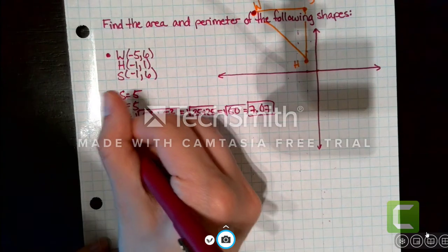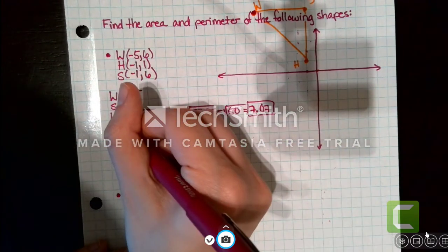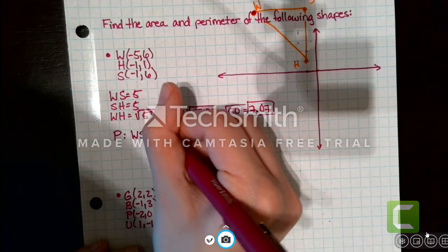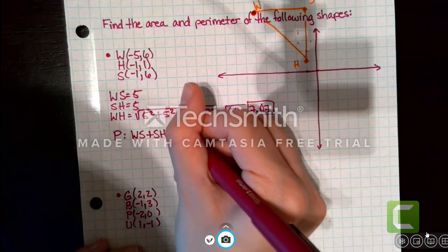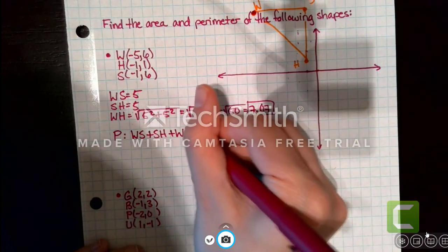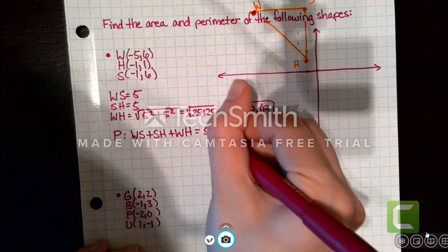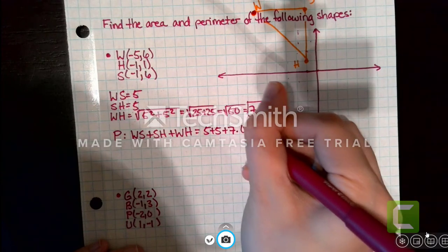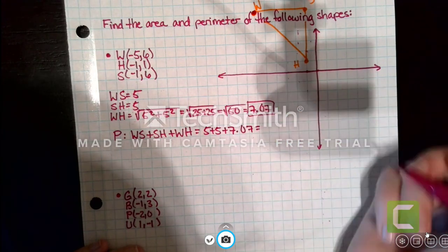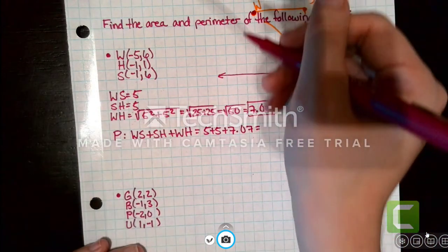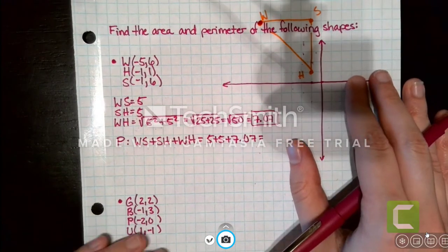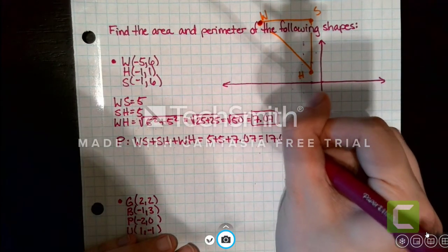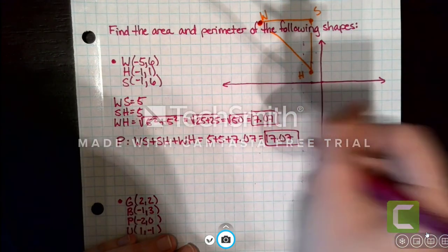So for your perimeter is WS plus SH plus WH, which means your sum is 5 plus 5 plus 7.07. In total, the perimeter of the full shape of WSH is about 17.07. Again, with no units since we were not given any.